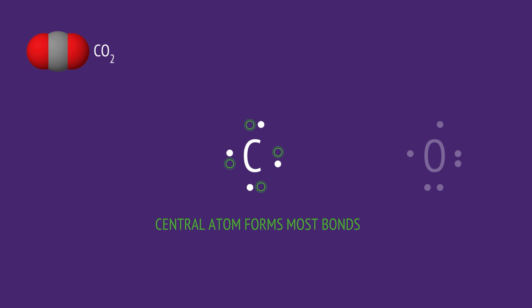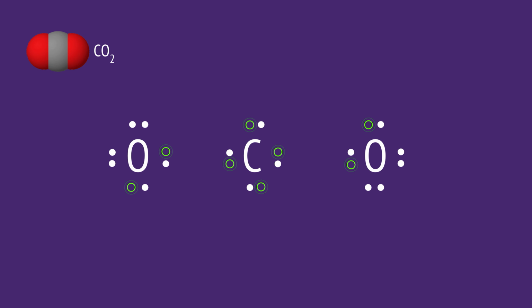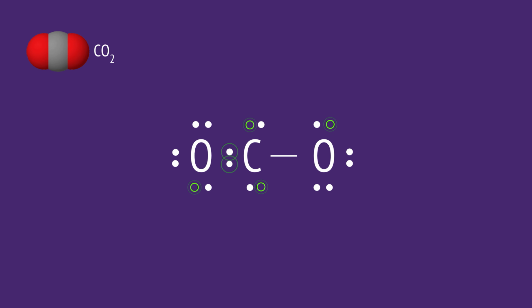Since carbon has the most empty locations, we start by drawing the Lewis dot structure for carbon as the central atom. And we draw the Lewis dot structure for each oxygen atom on either side of the carbon. An oxygen atom will share an electron with the carbon atom to fill an empty location in both atoms. We draw this shared pair as a line to represent the covalent bond. After each oxygen has shared an electron with the carbon atom, there are still empty locations, as the atoms do not yet have 8 outer electrons.